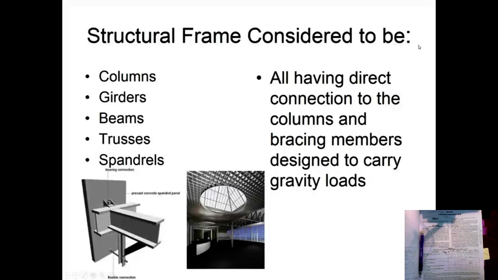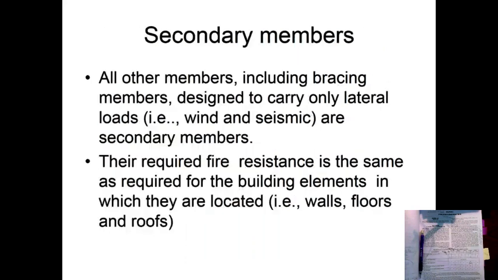One of the things I want to make sure that you understand, looking back at the PowerPoint, is structural frame considerations. Columns, girders, beams, trusses, spandrels. These are all the things that structurally have direct connections to the columns and bracings that carry, of course, the gravity loads of a building. These are the structures that typically tell us what types of construction we have.